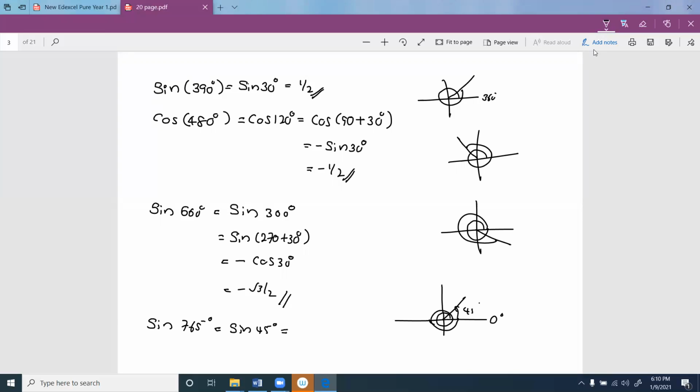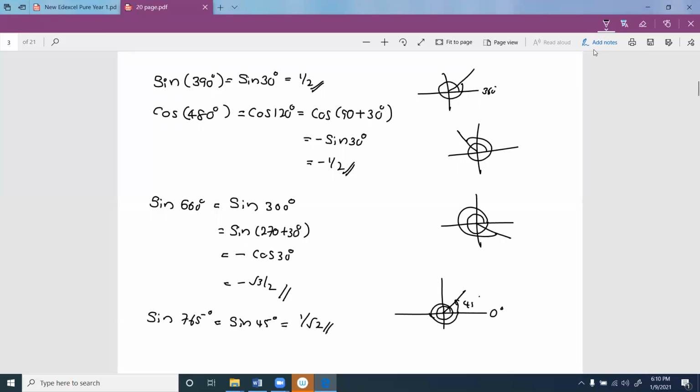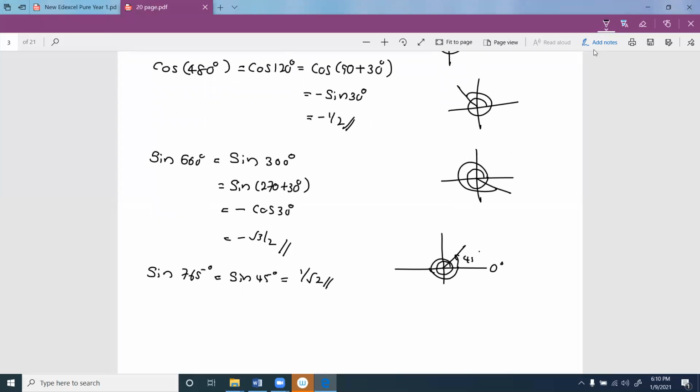Sine 45 is equal to 1 over root 2. That's a simple answer for that. The simple way of doing this, if you happen to see this initially, is just sine 765. Then divide 765 by 360. That gives you how many complete circles there are.